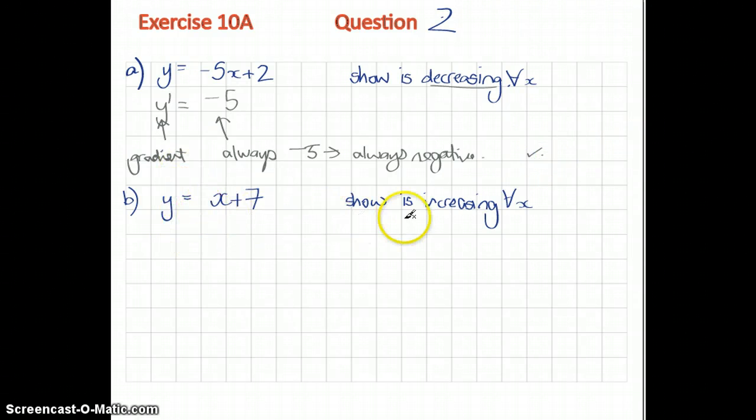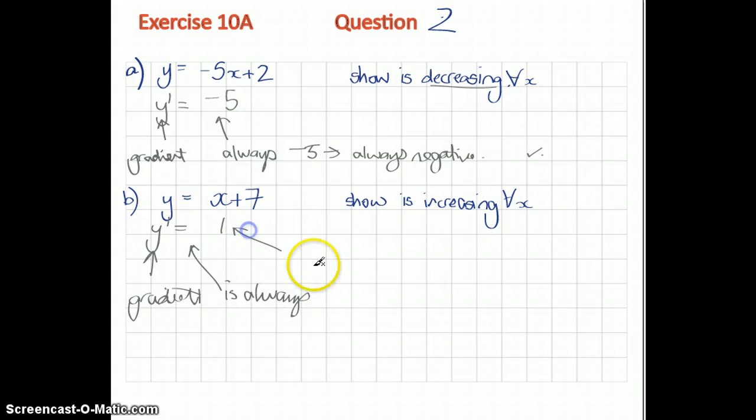The next one is quite similar. We need to show that this function is always increasing for all values of x. So again, I find the derivative and I get 1. This tells me that the gradient is always positive, because that's a value of positive 1. In fact, it's always 1.